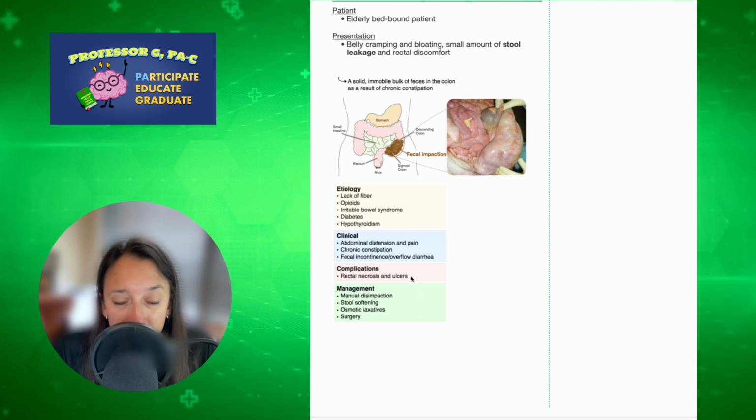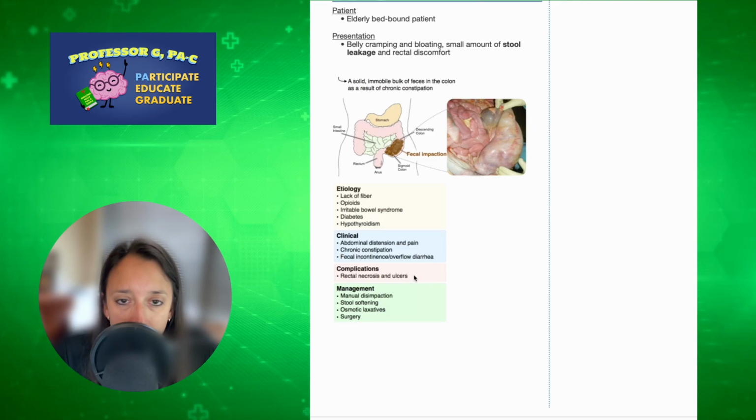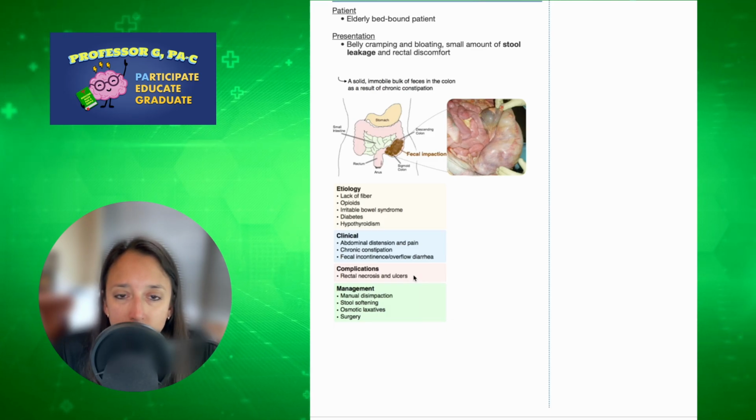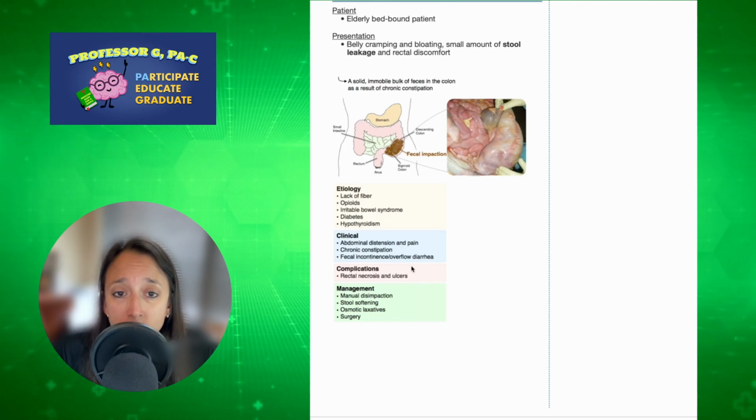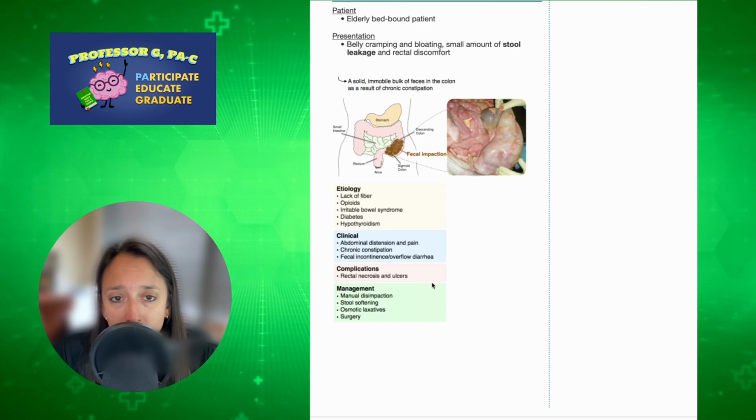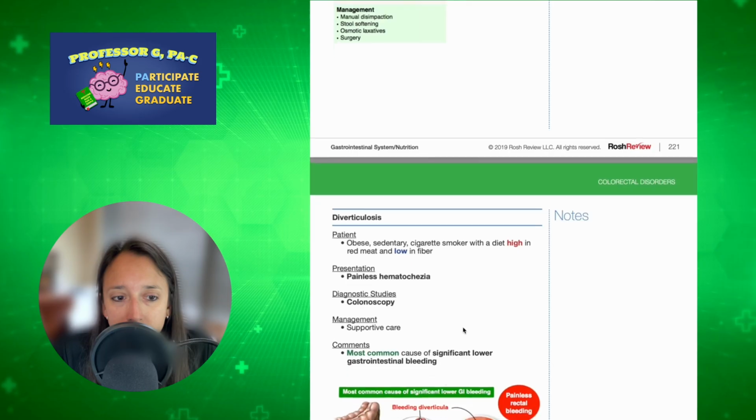And how do we manage it? Well, it's not fun, but it's what we got to do. We do a manual disimpaction. So we usually give the patient some sort of a stool softening enema in that area, or stool softeners orally, and laxatives. And then we go in, we use our finger, and we manually or digitally disimpact that stool. Ultimately, if that doesn't take care of it, they might need to have surgery.